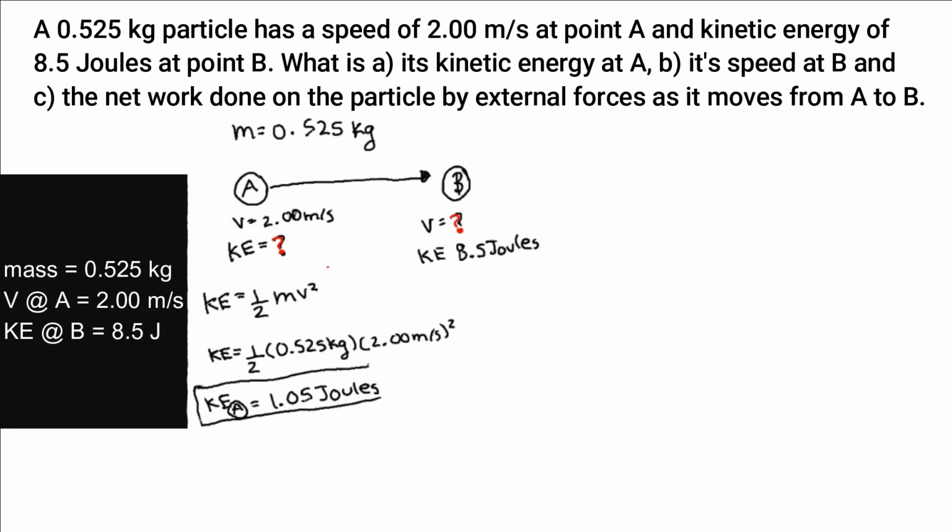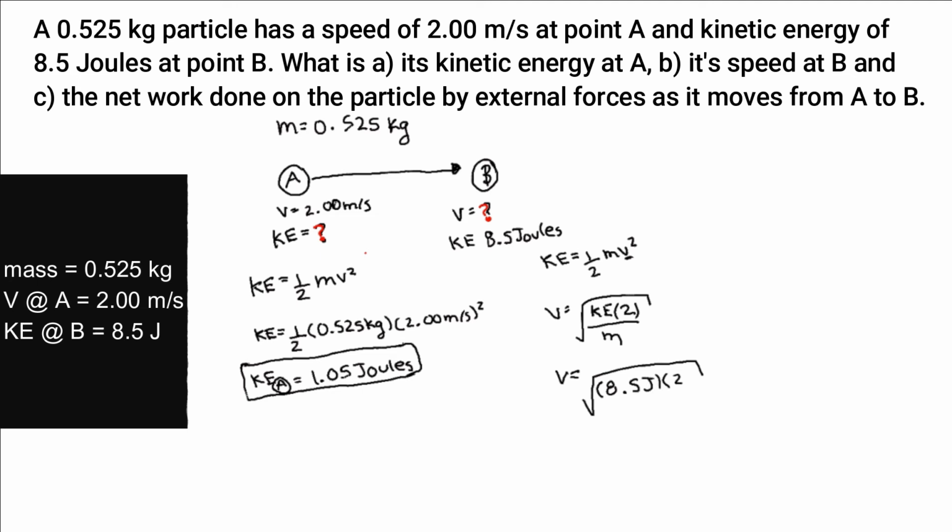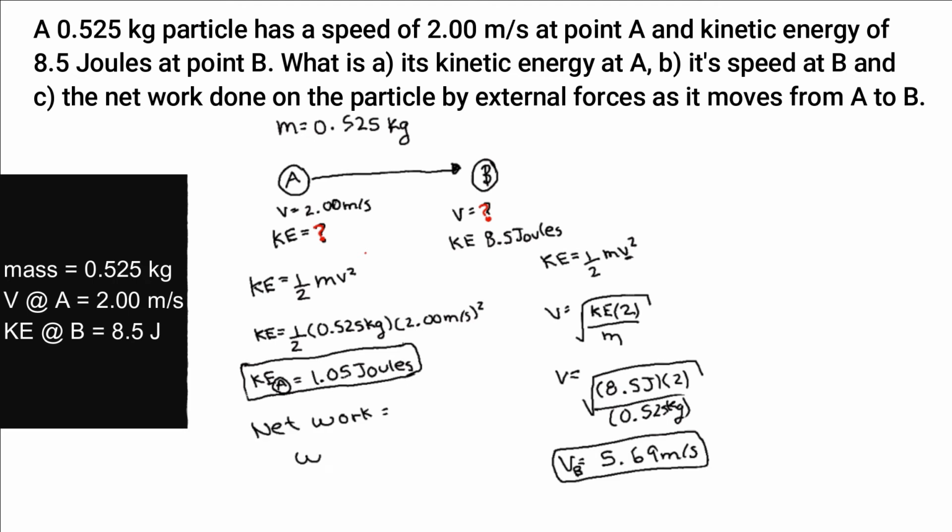Now let's solve for velocity at point B. We know it is the same equation, we just need to rearrange it and solve for velocity. Velocity equals 5.69 meters per second. Now, the net work is just the difference in kinetic energy. So the final kinetic energy, which is kinetic energy at B minus the initial kinetic energy at point A, that equals 7.45 joules. Now, let's move on to problem number 4.